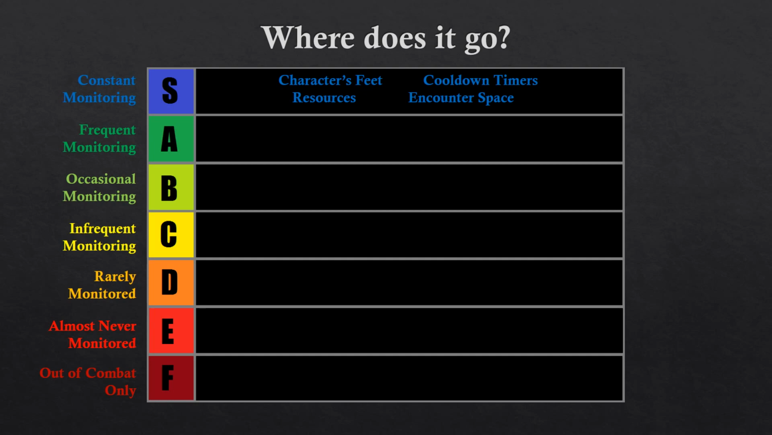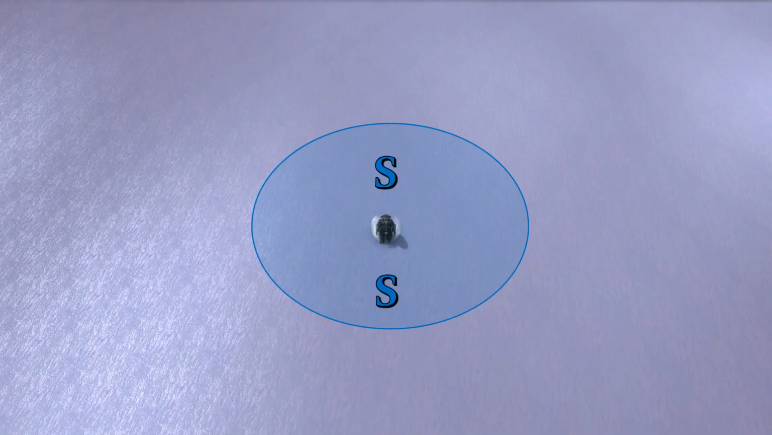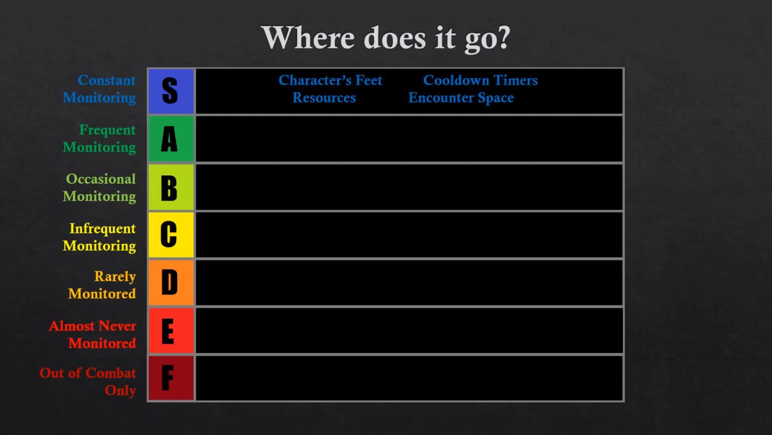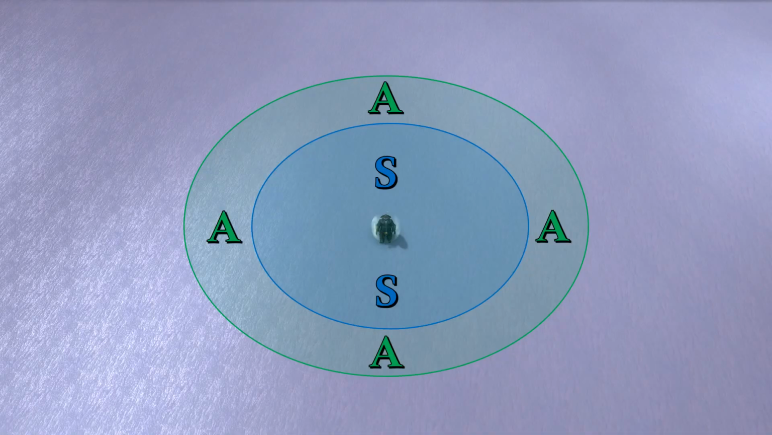And your cooldown timers. Cooldown is very important for a Windwalker and for many classes. So that's going to be, in this S space, the space that you're constantly monitoring, these things. So next we get to the A space. The A space is, like the S space, just kind of the next step out.